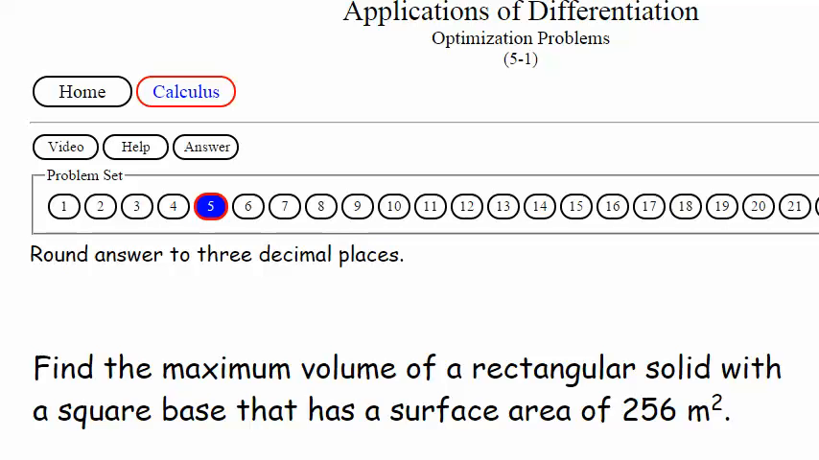Alright, I wrote it down. Square base, surface area, okay. It's a rectangular solid. I got the picture. Actually, let's sketch that picture out. Let's do our rectangular solid like it's a piece of ice or something. I don't know. It's a rectangular solid piece of ice.